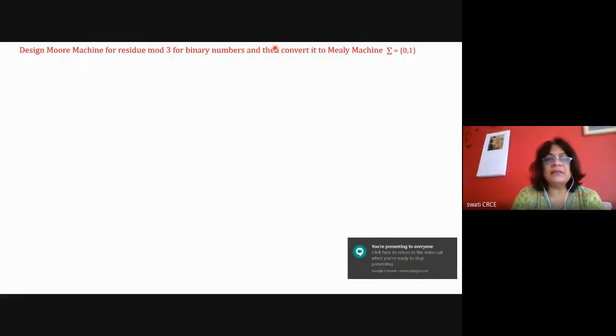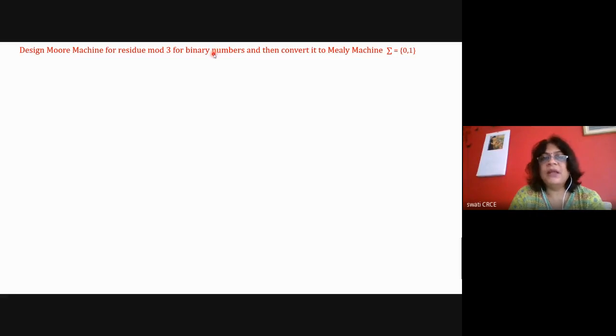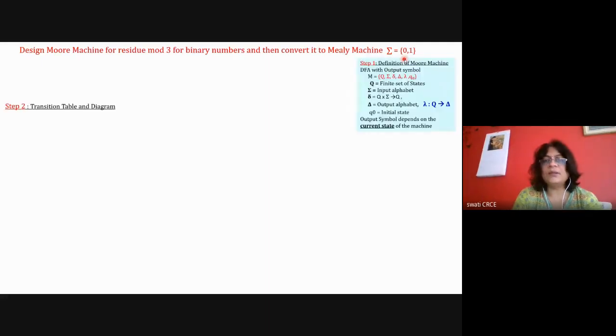Okay. So we have to check that input is the binary number. Input is a binary number, that means sigma is equal to {0, 1}. Input is made up of zeros and ones. It is a binary number. Divide this binary number by 3. You get the remainder, and your machine is going to generate a new output. That will show you what is the result after dividing the number by 3. If it is divisible by 3, you generate one output. If it is not divisible by 3, you generate some other output, either 0 or 1. Okay, so we'll see how to do it.